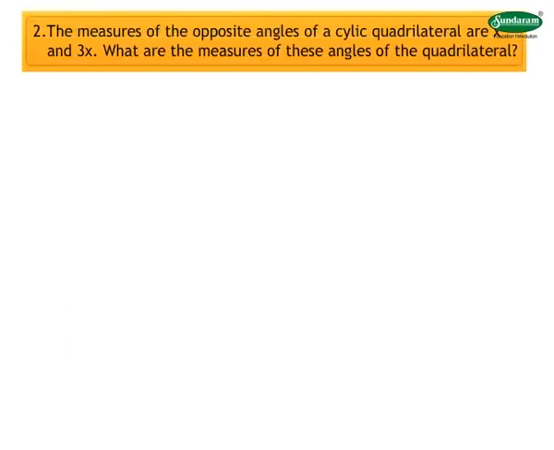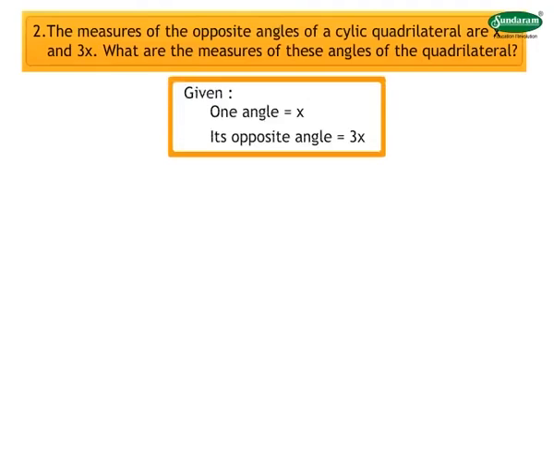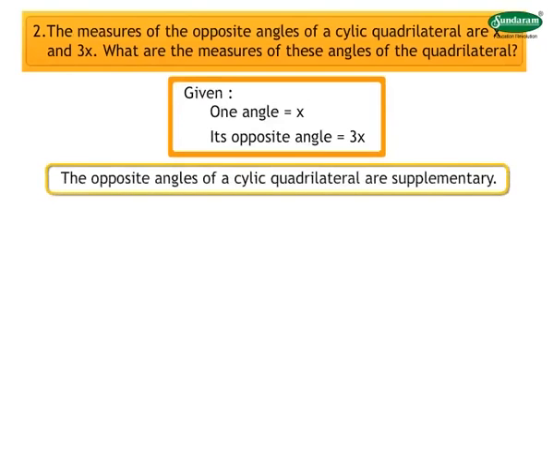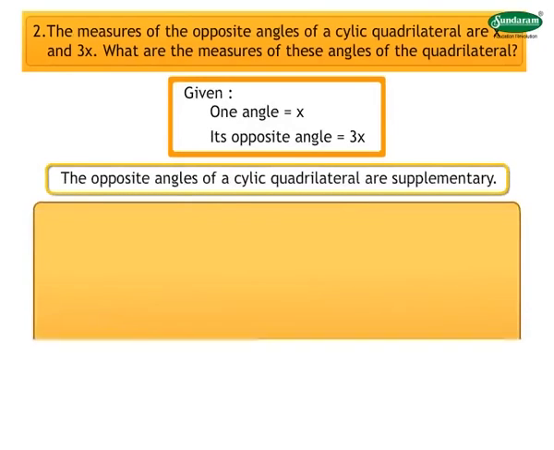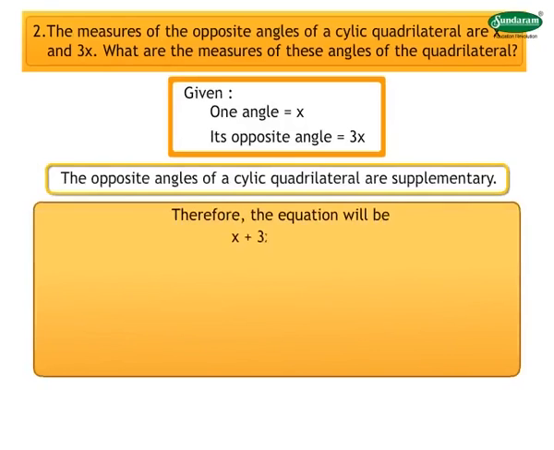2. The measures of the opposite angles of a cyclic quadrilateral are x and 3x. What are the measures of these angles of the quadrilateral? Given. One angle is equal to x. Its opposite angle is 3x. The opposite angles of a cyclic quadrilateral are supplementary. Therefore, the equation will be x plus 3x is equal to 180 degrees. 4x is equal to 180 degrees. Therefore, x is equal to 180 degrees divided by 4, which is equal to 45 degrees.